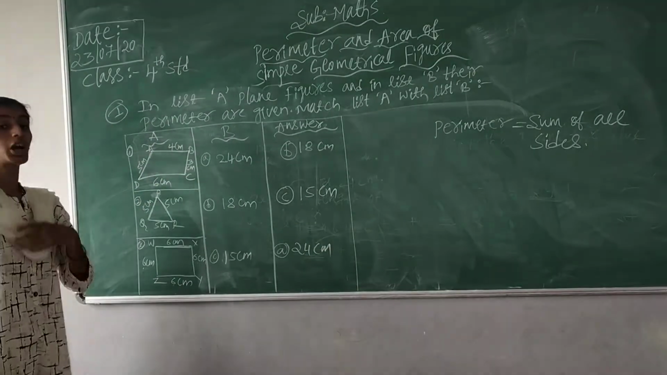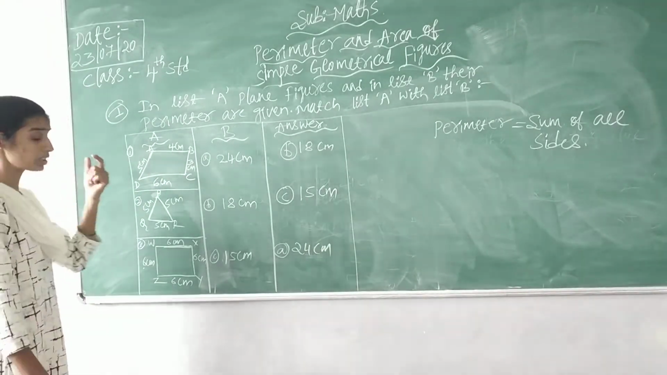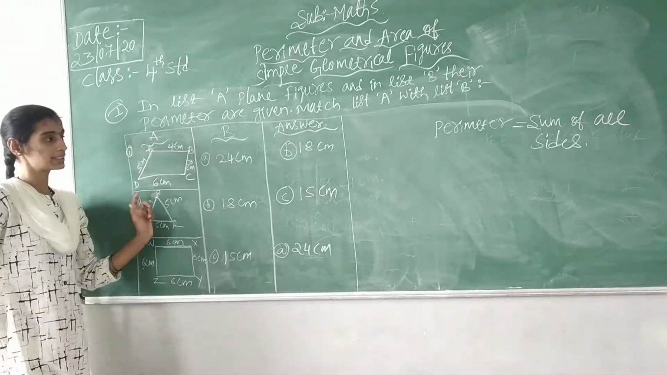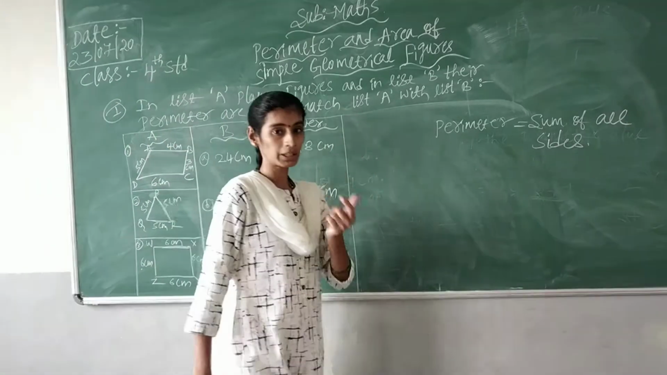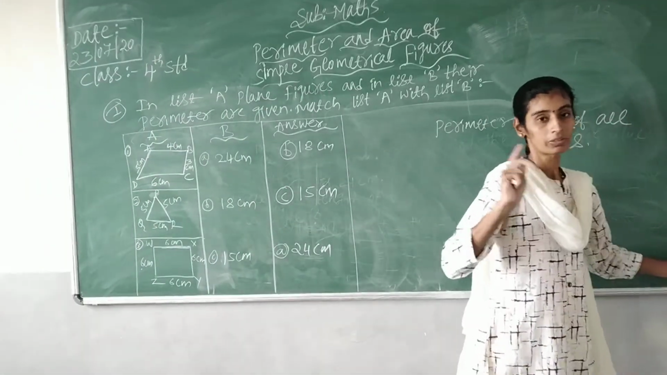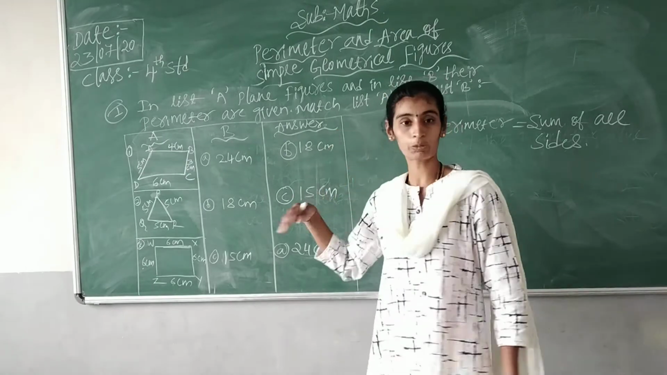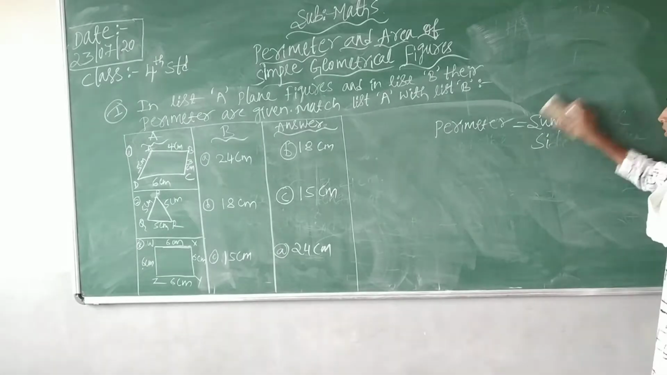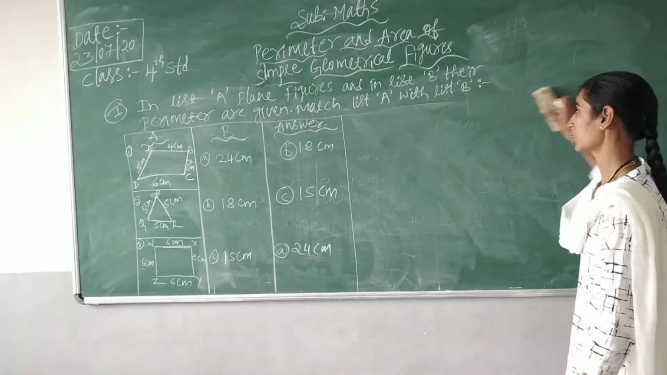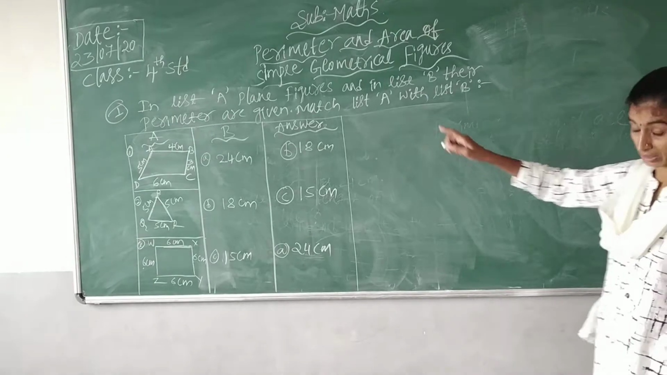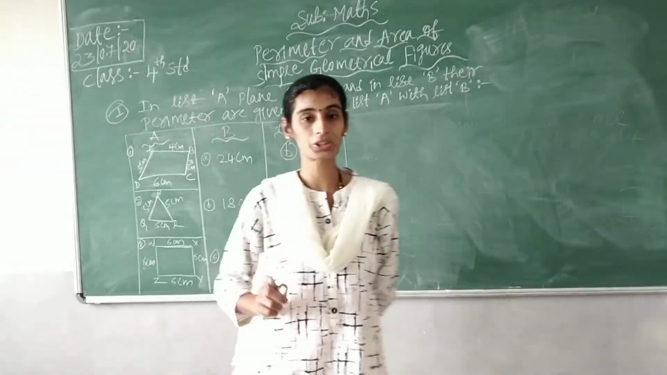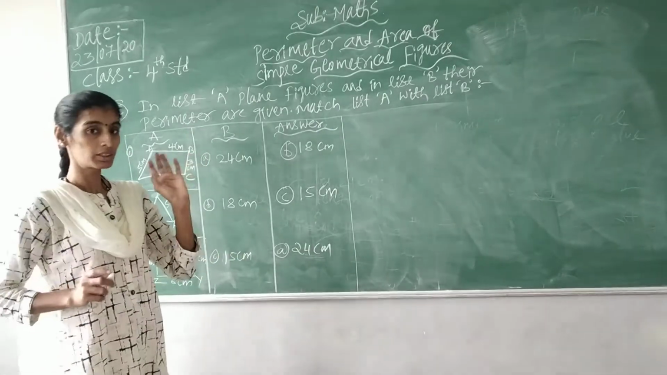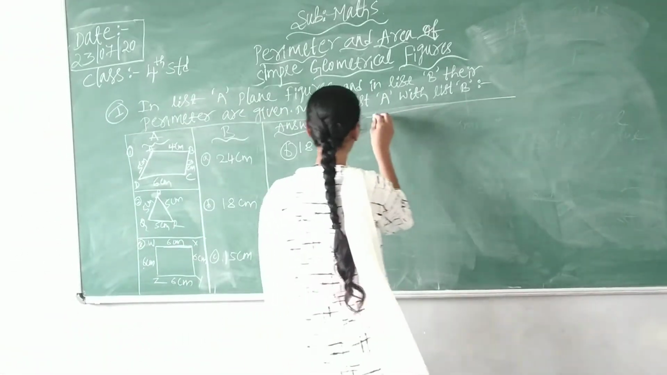I hope you all understood how to find the perimeter. It is nothing but adding all the sides. The sum of all the sides is nothing but the perimeter. So this is one type of question which may come in your examination. The second type of question we will discuss today. What is the second type of question? So write this in your notebook, children. Make sure you note down whatever I am giving in your notebook. So, second type of question.